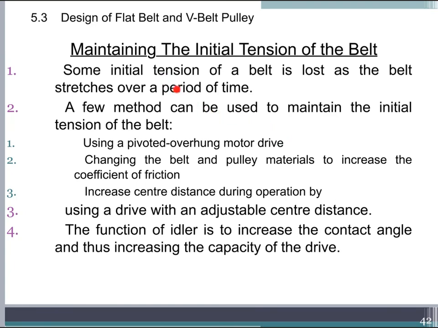Some initial tension of the belt is lost as the belt will stretch over a period of time. So there are methods in order to maintain the initial tension of the belt. First we can use a fiber-thread overhang motor drive, or we can change the belt and pulley material to increase the coefficient of friction, or also we can increase the center distance during the operation.